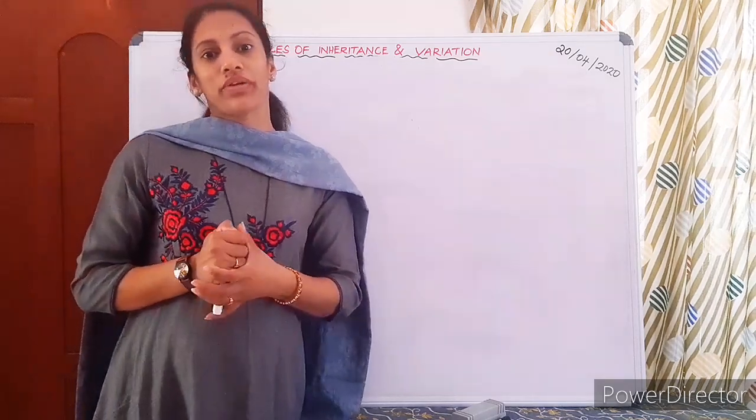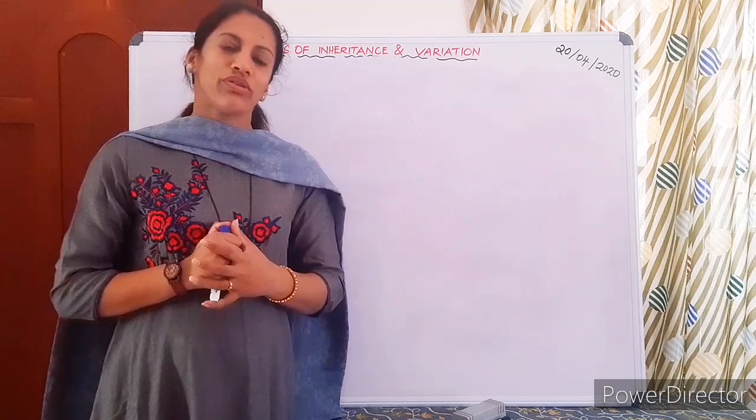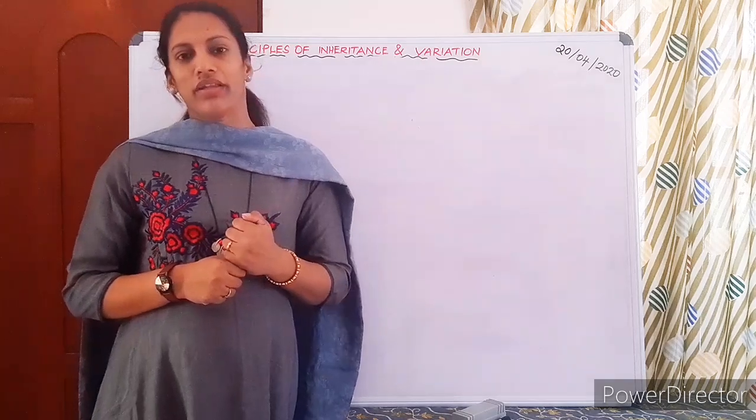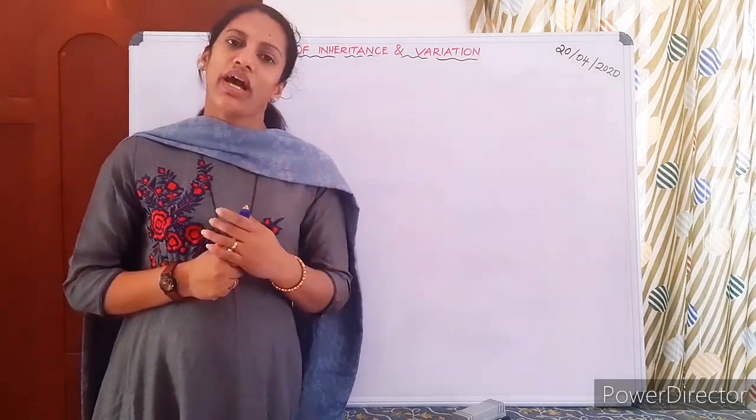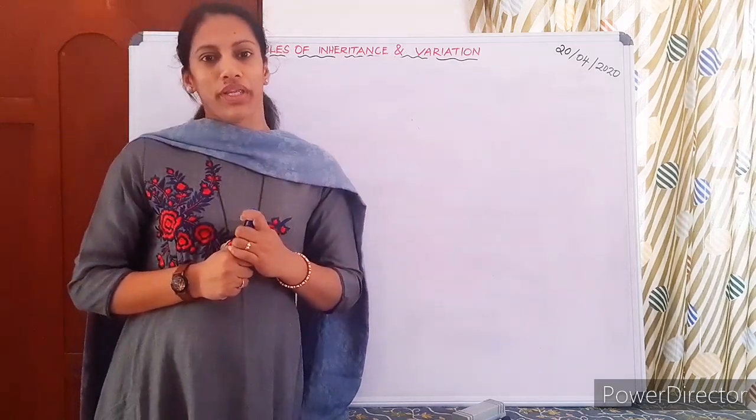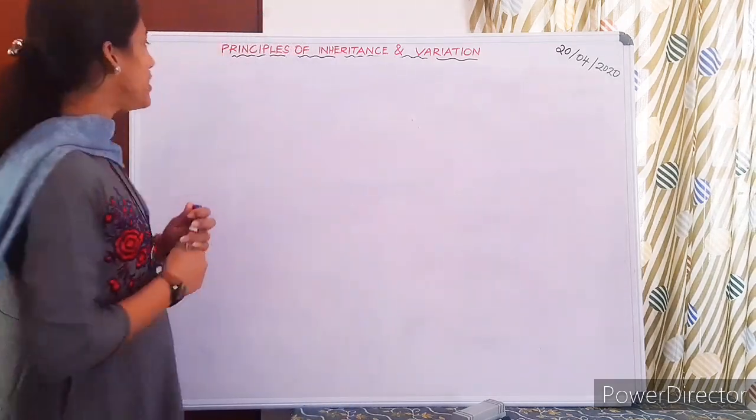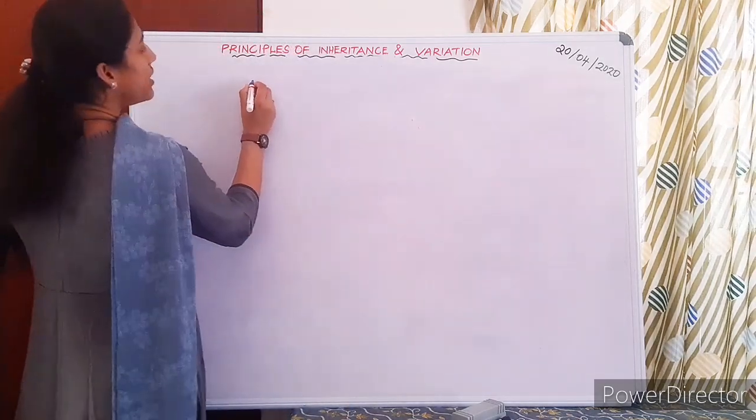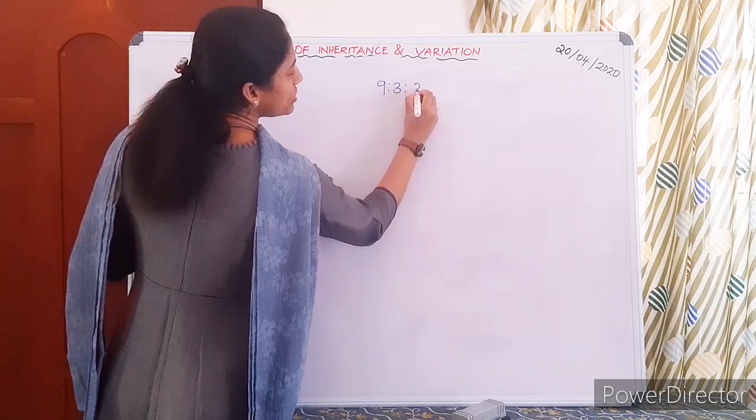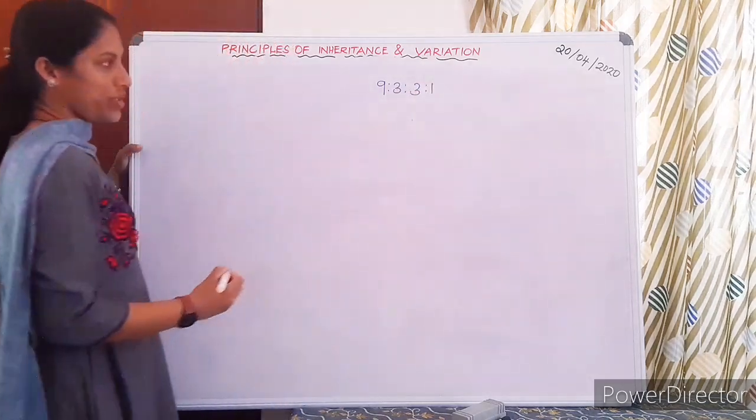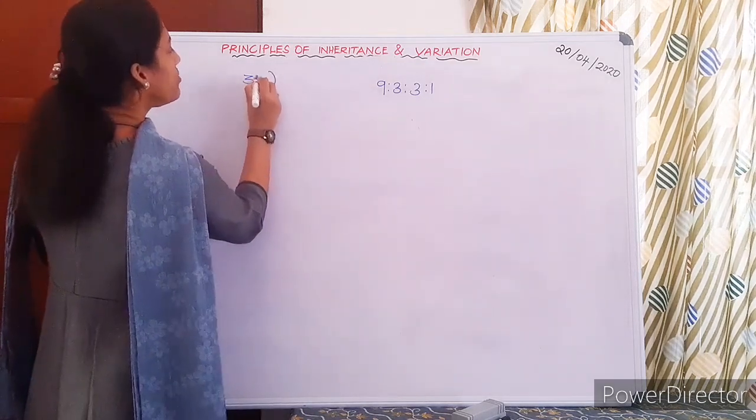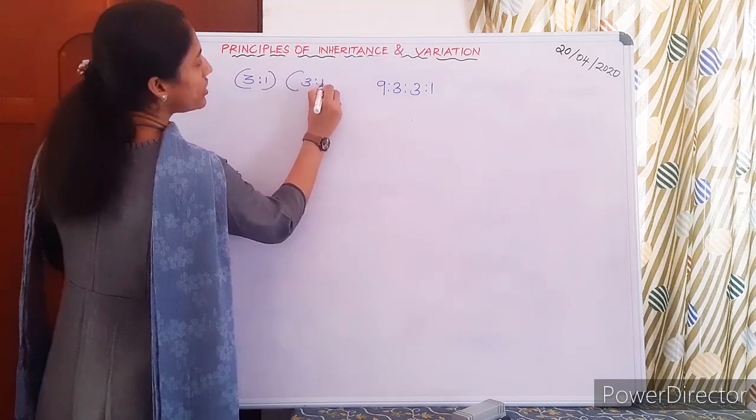After his monohybrid crosses, he developed two laws of principles of inheritance that we have discussed already, the law of dominance and law of segregation. And after the dihybrid cross, Mendel formulated his third law, the law of independent assortment. Before that, Mendel concluded that the dihybrid F2 ratio is 9:3:3:1. According to Mendel, we get this ratio by the simple multiplication of the monohybrid ratio.